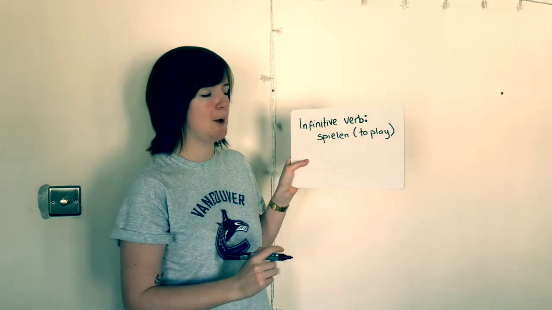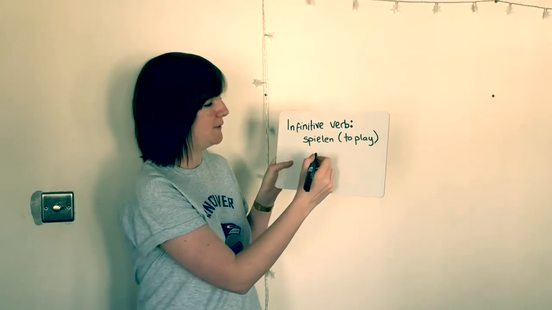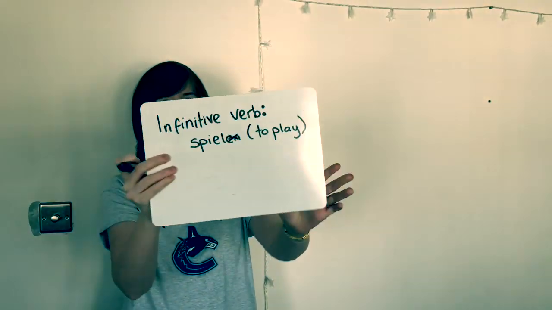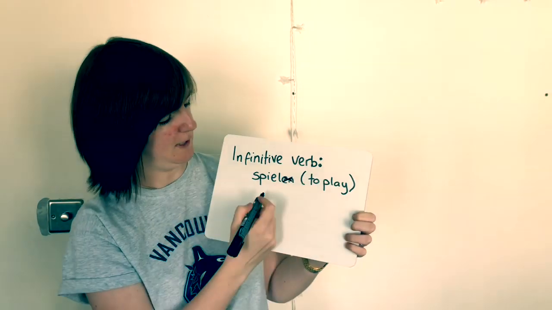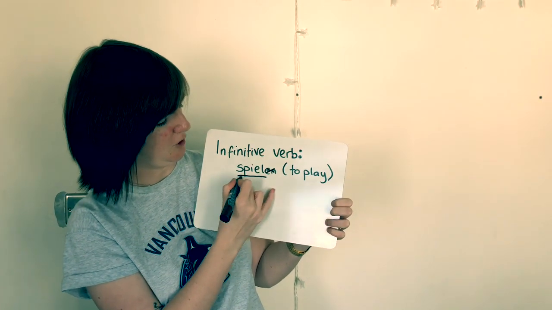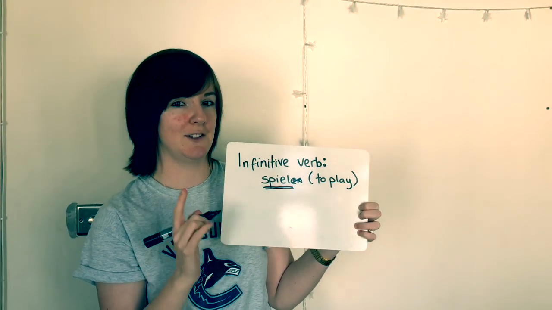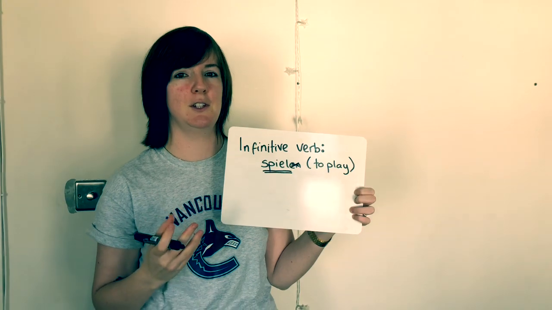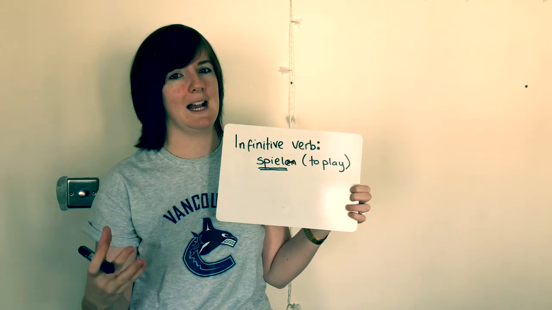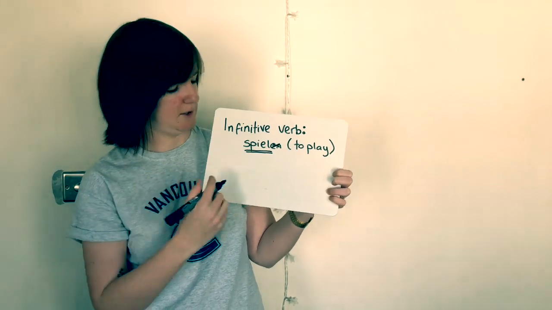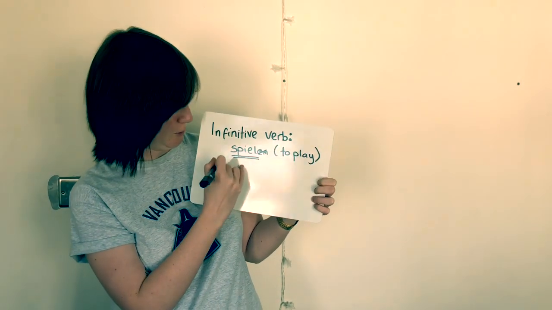What we need to do in German is we need to cut off the E and the N, as you can see here. Now we are left with what is called the stem, spiel. What do we need to do now? We need to add the subjects. The subject is the person or people doing the action. So let's imagine we want to say, I play tennis. We're going to add the subject, which is ich.